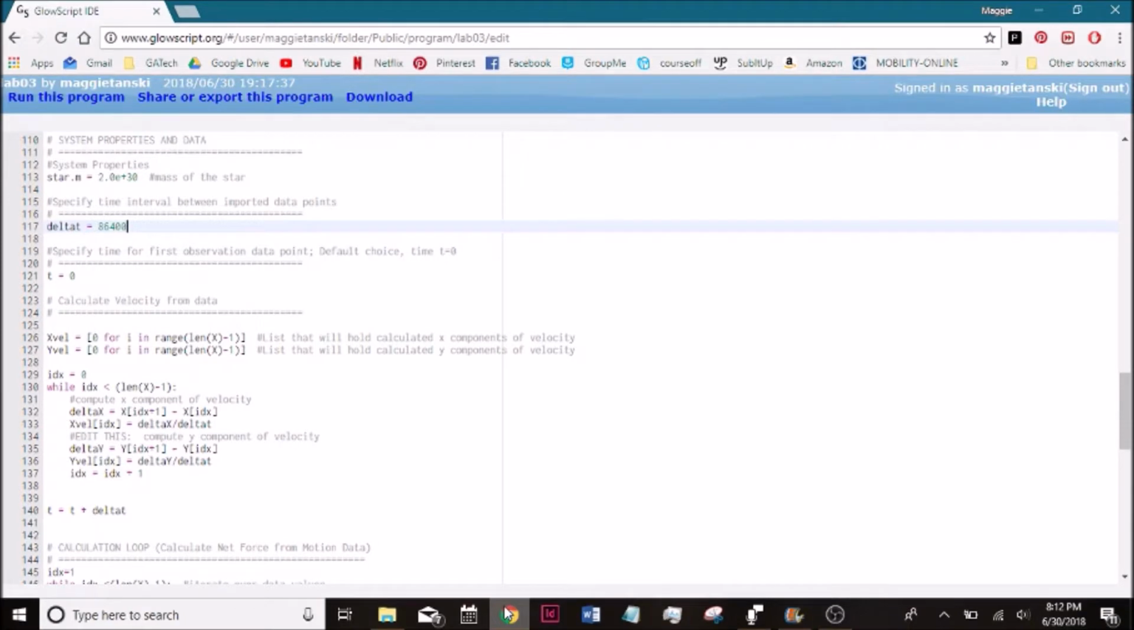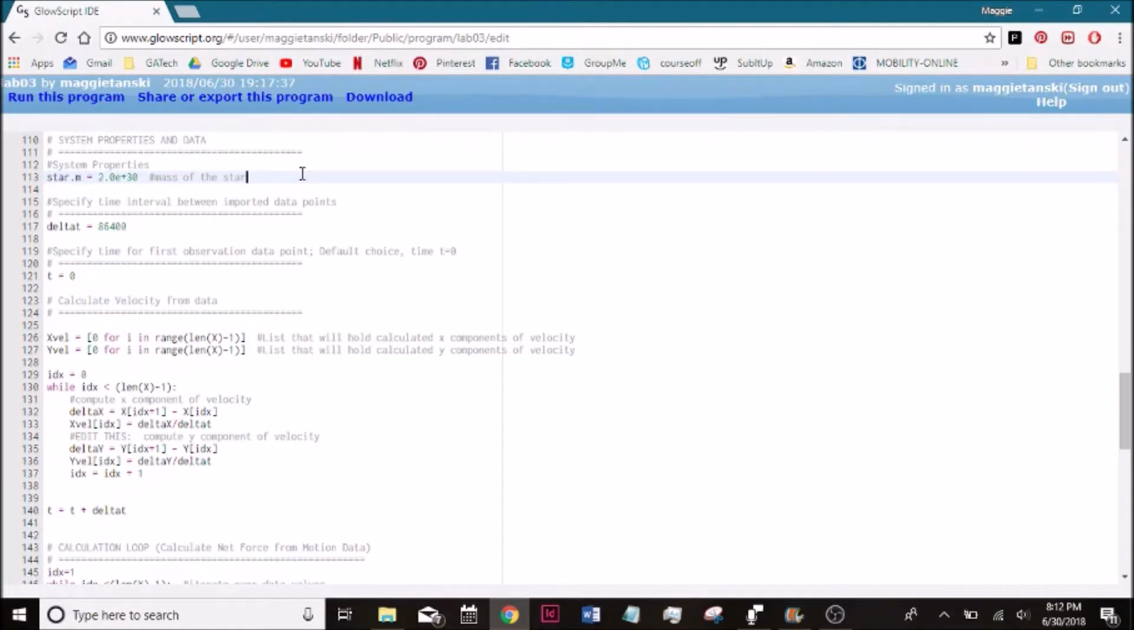The GlowScript code uses our GT email address to generate a series of x and y coordinates for the star. So I updated the system properties and data, setting the mass of the star to be 2 times 10 to the 30th kilograms and the delta t to be 86,400 seconds, aka the length of one Earth day.